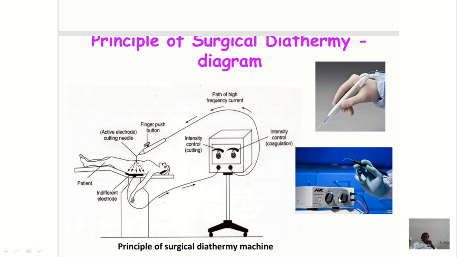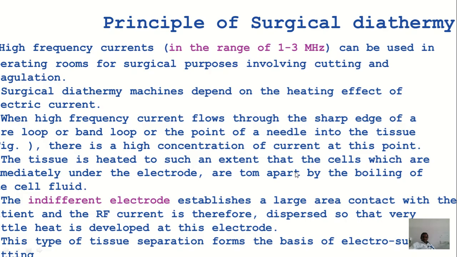Here we can increase and decrease the intensity of the current. One knob is only for cutting, another one is for coagulation. So this is the surgical diathermy machine. Okay, you have visualized the explanation. Next, the principle of surgical diathermy.